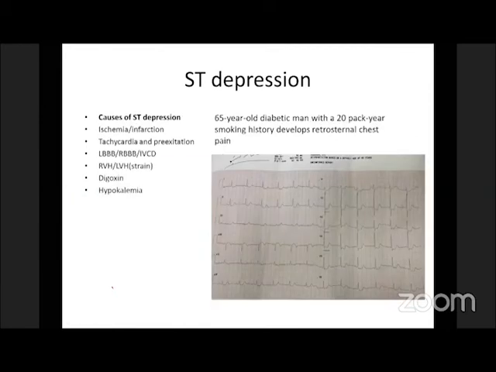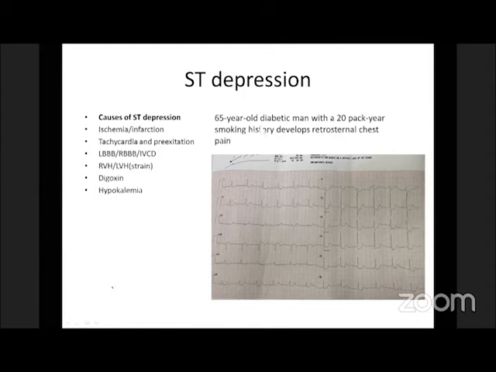I finished the ST segment elevation. Let me discuss the ST segment depression. Of course, ST segment depression has a lot of differential diagnosis, starting from myocardial infarction or ischemia, tachycardia and pre-excitation, left bundle branch block, right bundle branch block, intraventricular conduction delay, RVH, LVH, sometimes drugs like digoxin or electrolyte disturbance like hypokalemia.